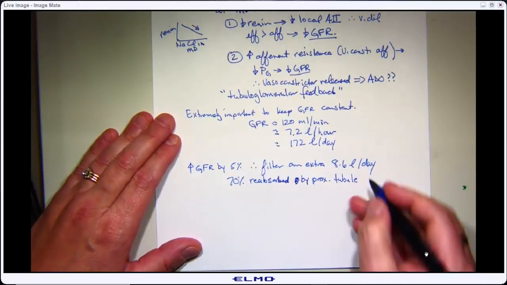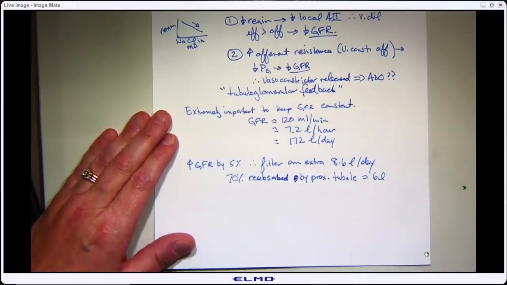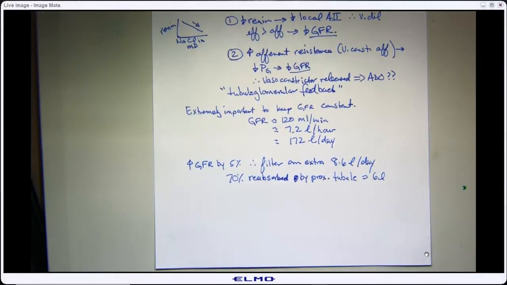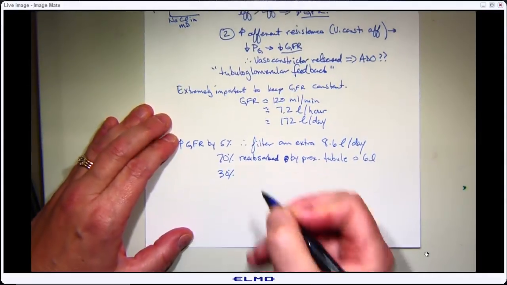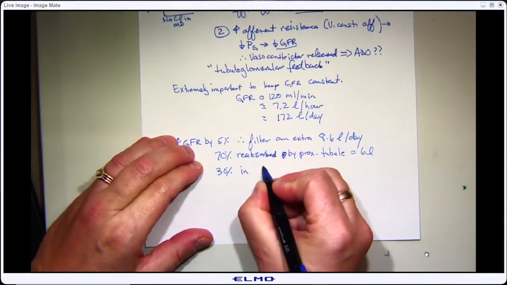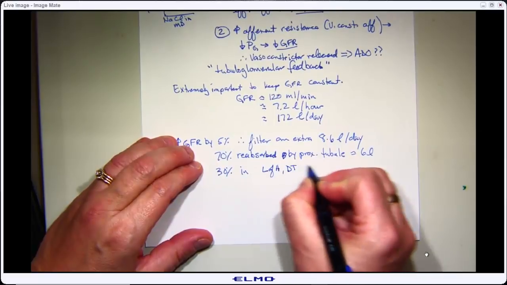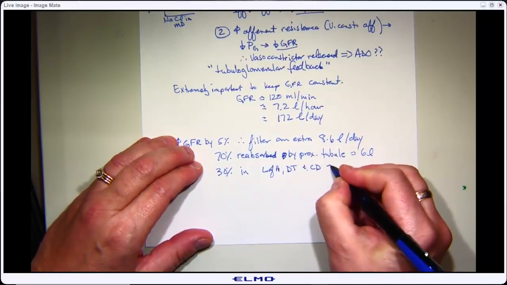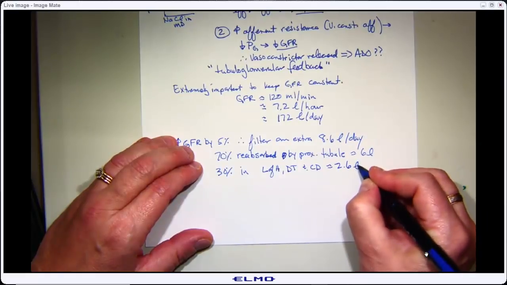That obligatory reabsorption is about 6 liters. So the proximal tubule will get us back the extra. But the problem then is 30% of that 8.6 liters is now heading into the loop of Henle, the distal tubule, and the collecting duct, and whether we get it back or not is completely dependent on ADH status. So 30% went into the loop of Henle, distal tubule, and the collecting duct, and that was to the tune of 2.6 liters per day.